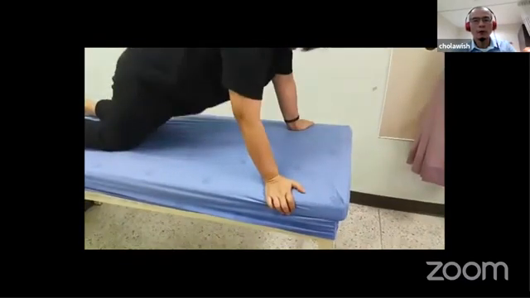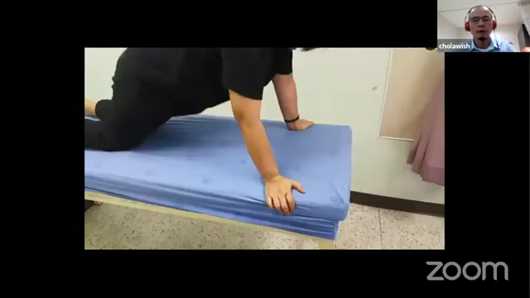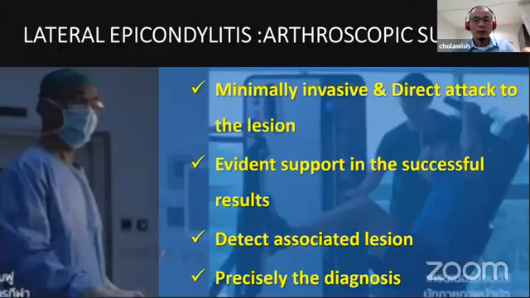In the future, I will publish this paper and also the technique of arthroscopic reconstruction. In summary, arthroscopic surgery for chronic lateral elbow pain or tennis elbow is minimally invasive and a direct attack on the lesion, and there is much evidence supporting successful results. The key is precise diagnosis and detecting associated lesions; this is the key to success of the surgery.